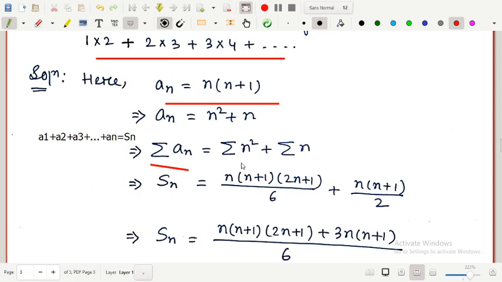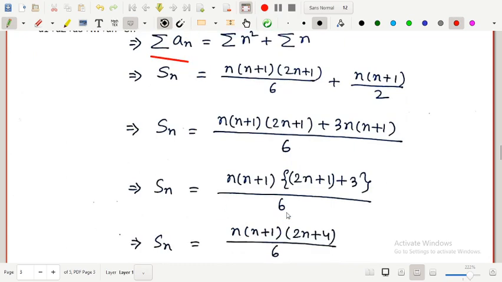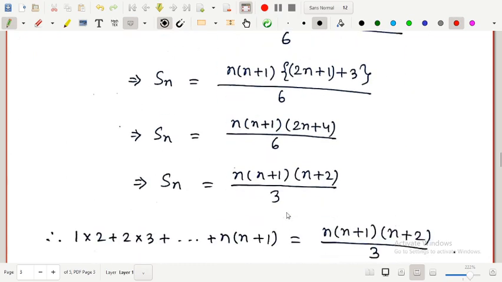The formula that I have written at the top: n into n plus 1 into 2n plus 1 by 6, and summation of n is n into n plus 1 by 2. Taking the LCM, we are arriving at this result: Sn equals n into n plus 1 into n plus 2 by 3. This is just a simple calculation. You take the LCM and then take common, simplify it, you will get this.